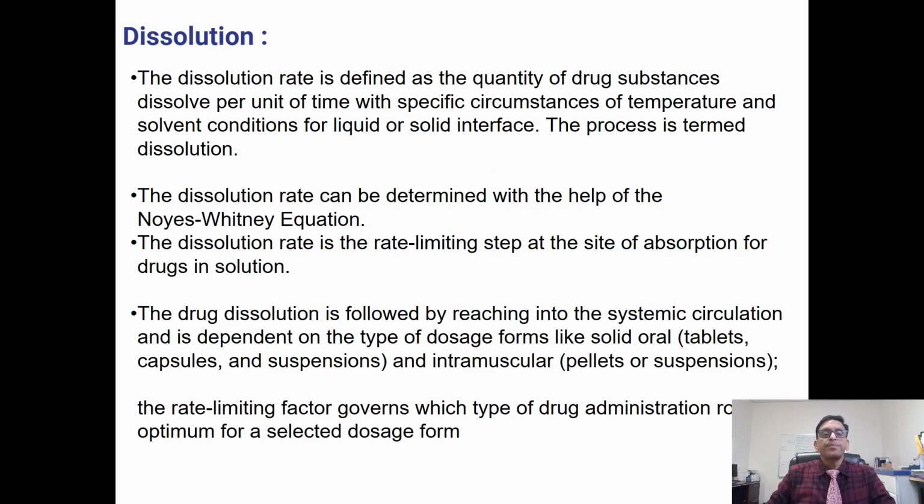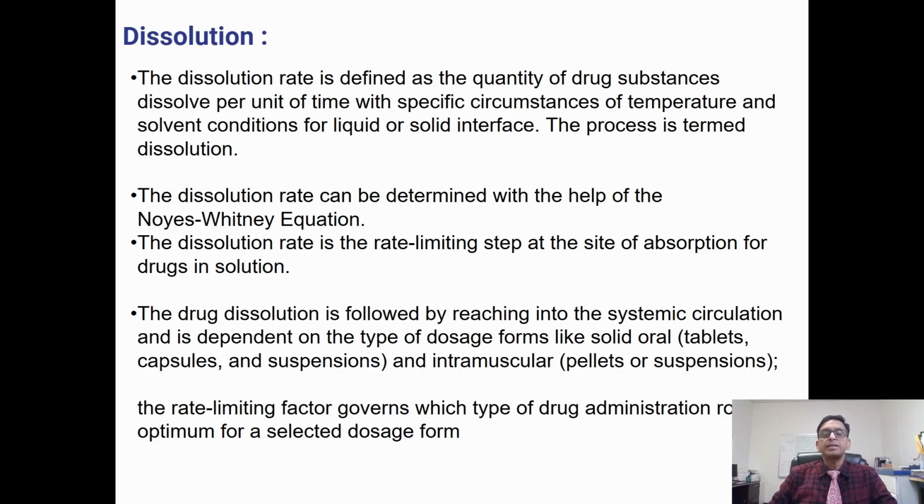Coming to dissolution. Dissolution rate is defined as the quantity of drug substance dissolved per unit time under specific conditions of temperature and solvent for a liquid-solid interface. This process is called dissolution, and the rate of dissolution is the transfer rate of the drug substance from the surface of the solid to the solvent system. The rate of dissolution is basically determined by the Noyes-Whitney equation.